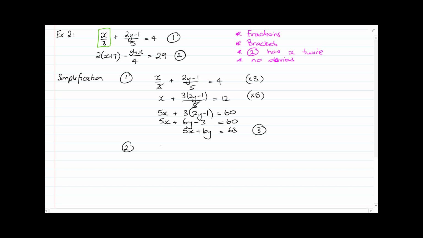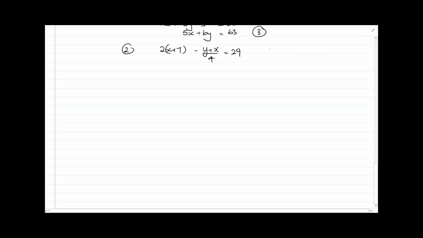And in equation number 2, I have 2x plus (7 minus y plus x) over 4 equals 29, and I'm going to simplify this. First, I'll multiply by 4, and that will give me 8x plus 7 for the first term, minus (y plus x) equals 116. So that 4 is cancelled out. And notice here you'll see that I added some brackets there, and that's because this minus is being applied to the y and the x. So I need to make sure that the minus continues to be applied to the y and the x.